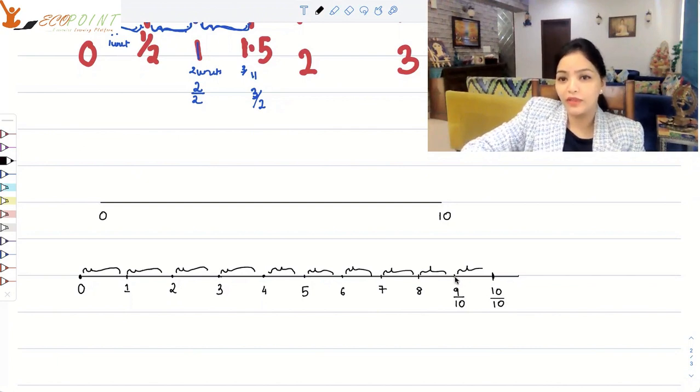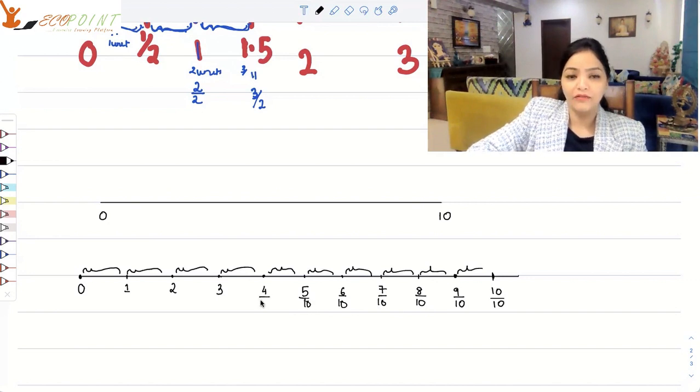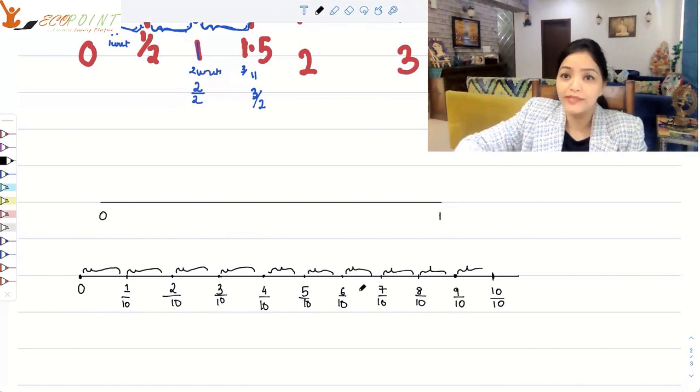And this point is showcasing 9 parts out of 10. That means we have moved from the first position, 9 positions out of total 10 positions. This is 8 by 10. This is 7 by 10. This is 6 by 10, 5 by 10, 4 by 10, 3 by 10, 2 by 10, 1 by 10. Now, if you look at this, you are displaying 0 to 1. And these are the points in between 0 to 1.